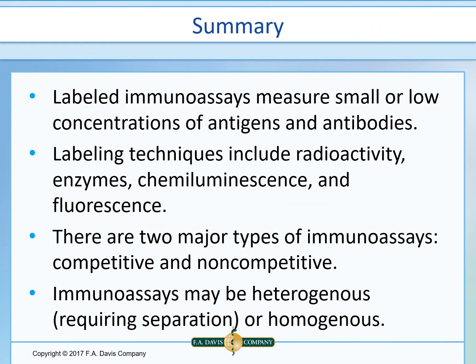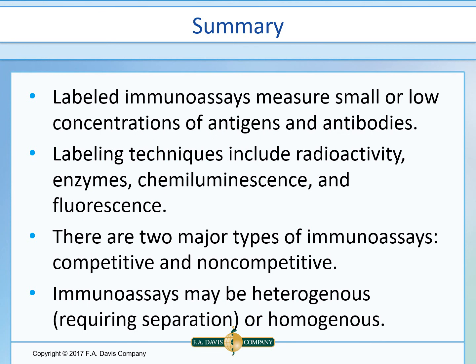So in summary, the major topics discussed in this chapter include that labeled immunoassays can measure small or low concentrations of antigens and antibodies, and labeling techniques can include radioactivity, enzymes, chemiluminescence, and fluorescence, with radioactivity being a technique not used as readily today in the clinical lab. There are two major types of immunoassays, competitive and non-competitive. And in competitive assays, all the reactants are added at the same time, and labeled antigen competes with patient antigen for a limited number of antibody binding sites.